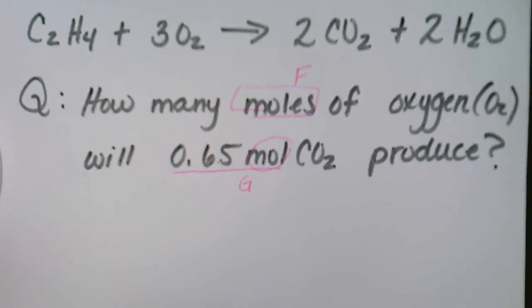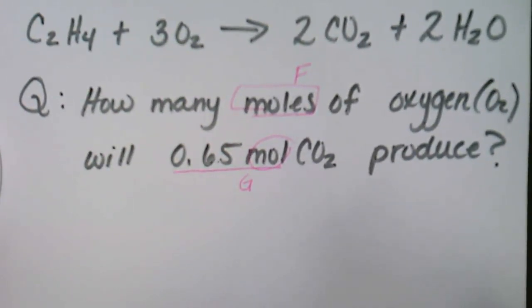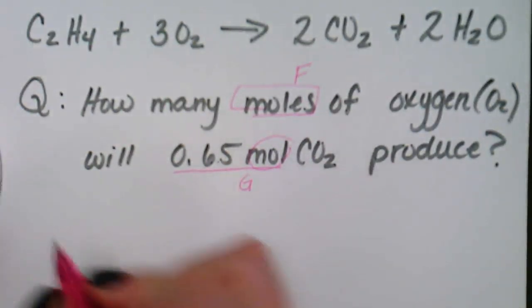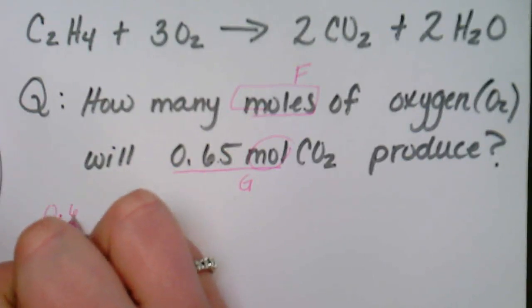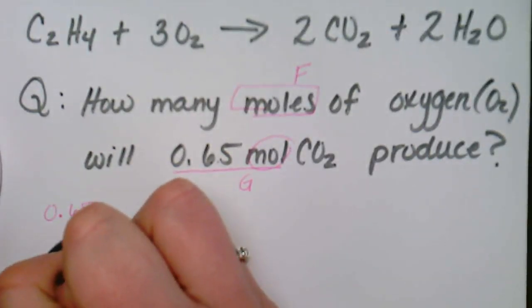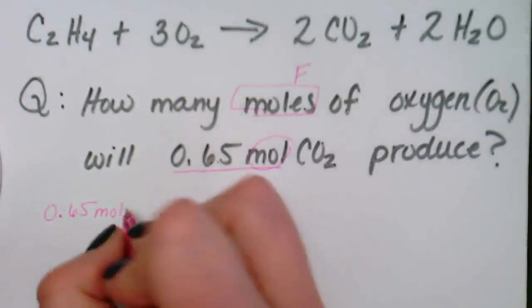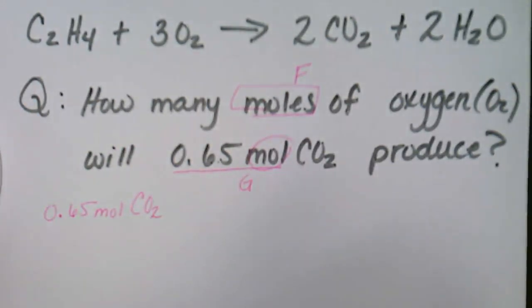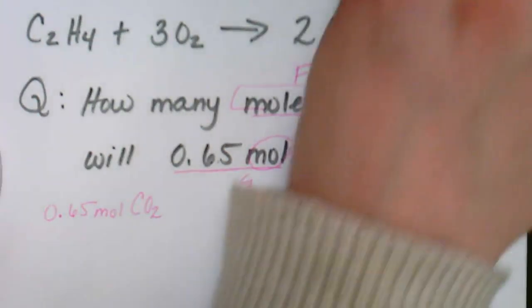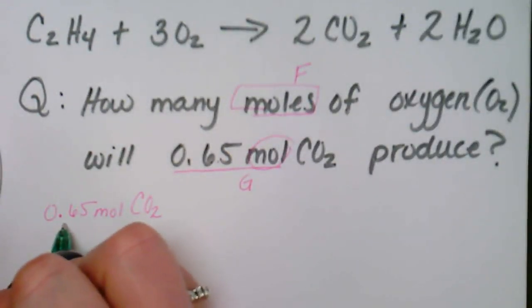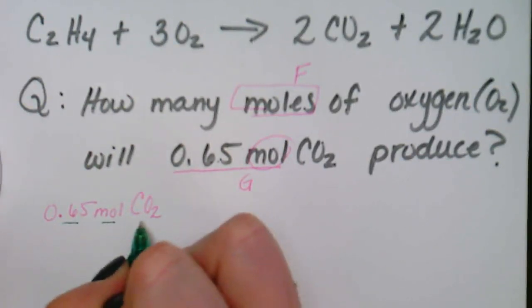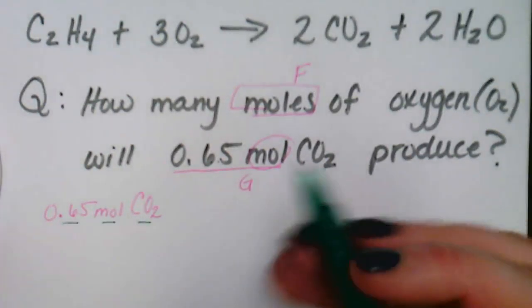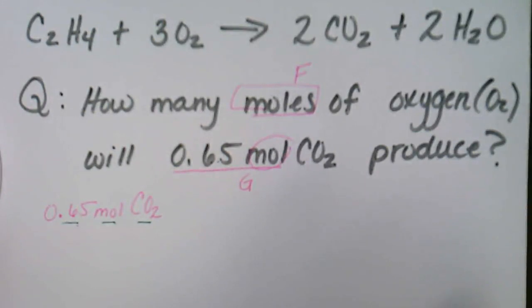So what we have is our given, and we're trying to find here. So let's go ahead and start by writing down our given, and that is 0.65 moles of CO2. Every single time that you start a problem, you need to write down 3 things. Those 3 things are your numerical value, your unit, and your element or compound. Every single time. 1, 2, 3. If you don't have that, it's not complete and it's incorrect in our class.